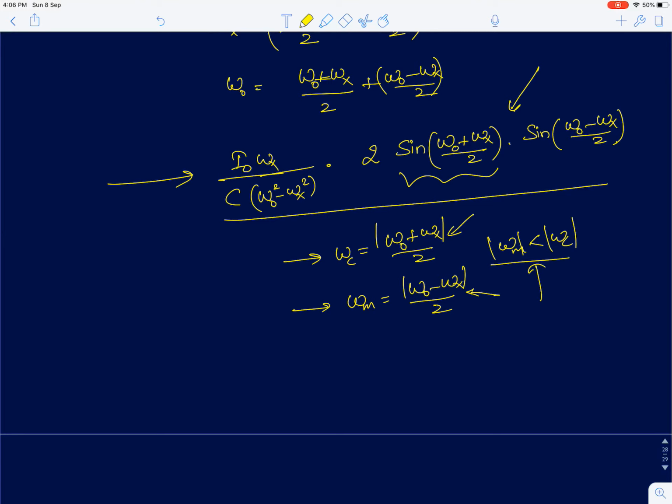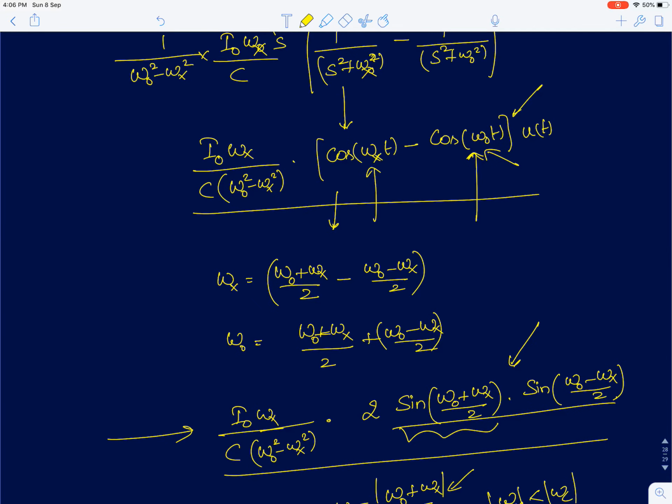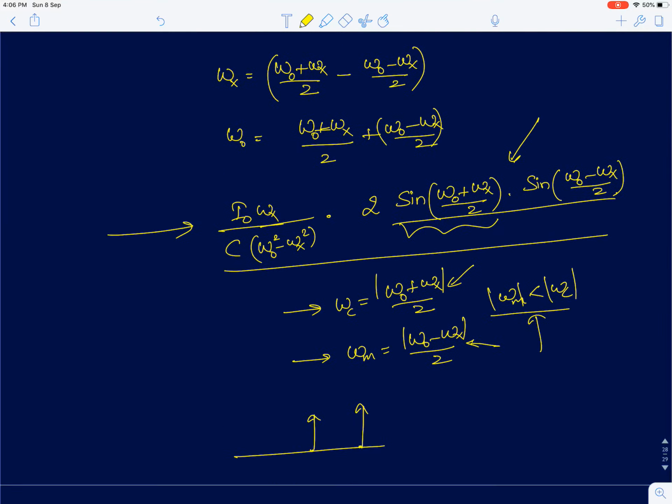Okay, so when you take the Fourier transform and see, you will actually contain two tones. There will be a tone at omega x and there will also be a tone at omega naught as well. So that's what I'm trying to explain using this. That's what we actually obtain when we directly derive the equation for the sinusoidal response.